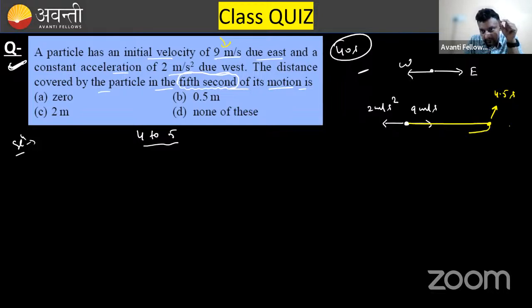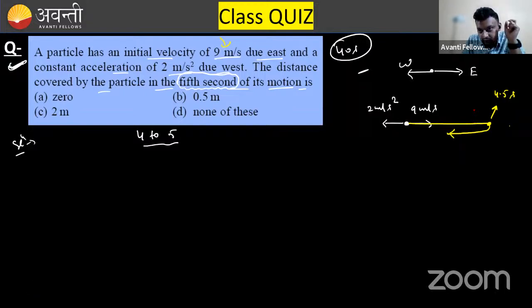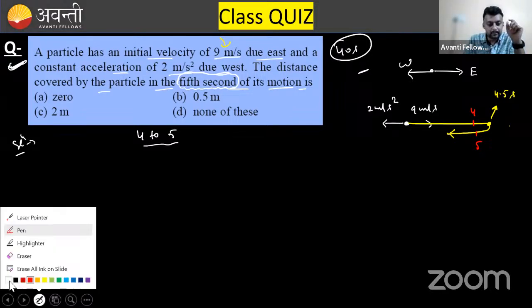It will turn around again. Like this. This is going to be the motion of the particle. Now, we are interested in the calculation of the distance from 4 to 5. So first of all, we should break it for 4 to 4.5 and then 4.5 to 5. So we need to break this motion in two parts.